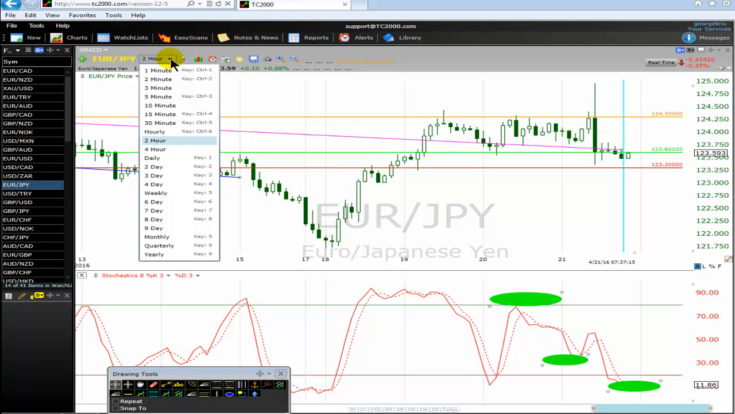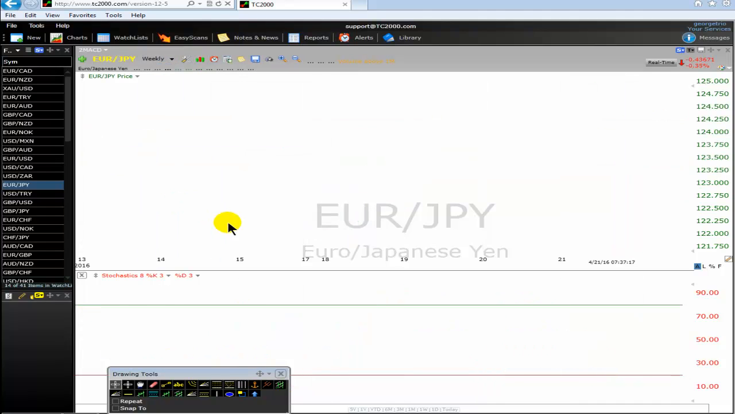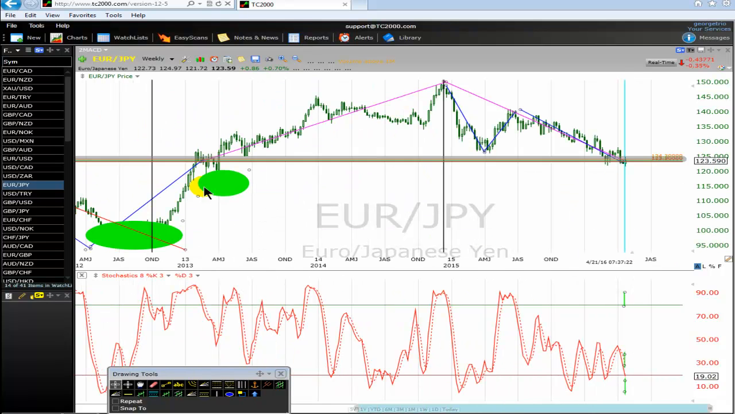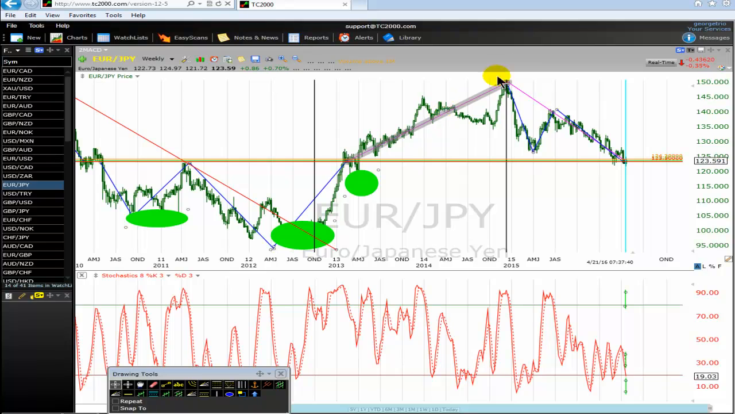So now we went to the weekly chart to validate the stochastic pattern, because we are not trading the stochastic, we are trading the price. The stochastic pattern is giving us a warning that there is a high chance that the euro yen may go up. We want to check the higher time frame to see whether everything is aligning beautifully. After a thorough technical analysis, reading the price action on the weekly chart, we are satisfied with our trading setup on the 2-hour time frame.